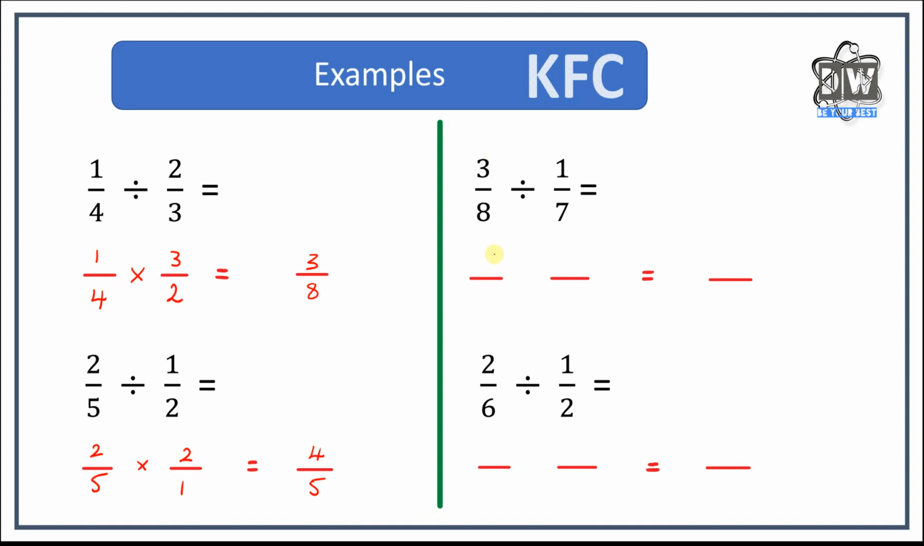So here we go on the first one. We're going to keep, we're going to flip, and we're going to change. 3 times 7 is 21. 8 times 1 is 8.